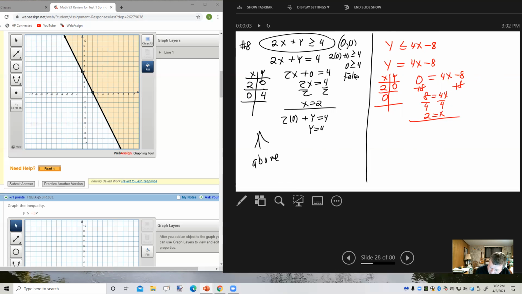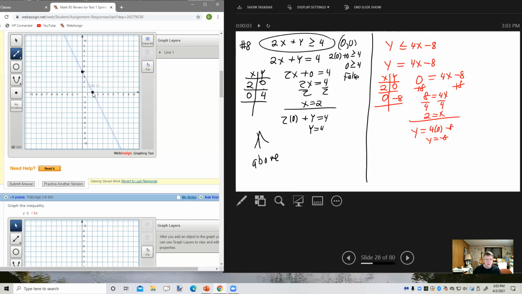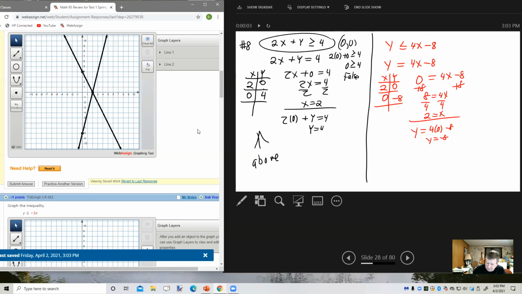To find the y-intercept, set x equal to 0. y equals 4 times 0 minus 8. So y equals -8. Now let's plot those 2 ordered pairs. (2, 0) and (0, -8). That's also a solid line because it also includes the equals, y is less than or equal to. Okay. And again, I could use (0, 0) as a test point.